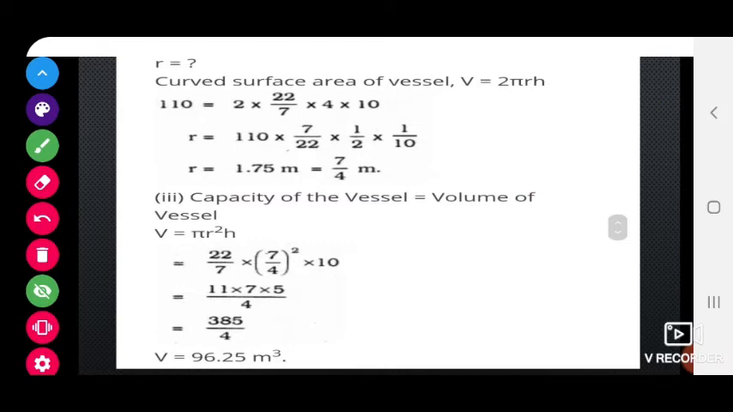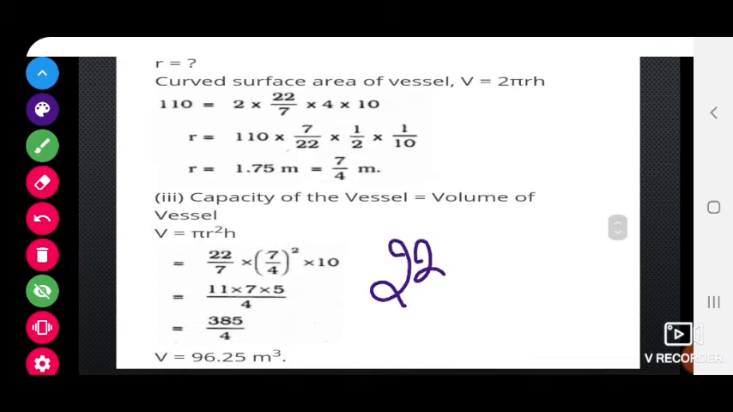Now the capacity of the vessel is equal to the volume of the vessel. So V is equal to pi r square h, the volume of the vessel formula. So pi r square h means pi 22 by 7 into r square, 7 by 4. Or else you can substitute 1.75 meters also, but we are substituting 7 by 4 whole square into 10.